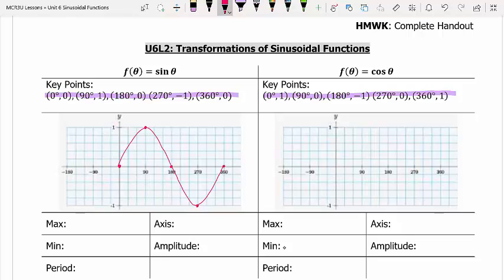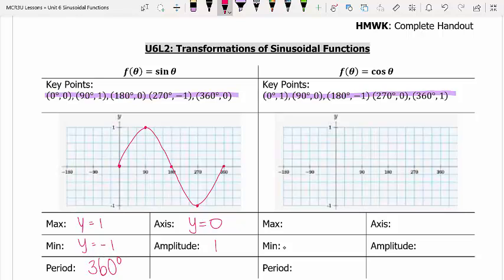There is one cycle of the sine function. The maximum value is y equals 1. The minimum value is y equals negative 1. The period is 360 degrees. The axis is at 0. And the amplitude is 1. So that's all review from the last lesson.